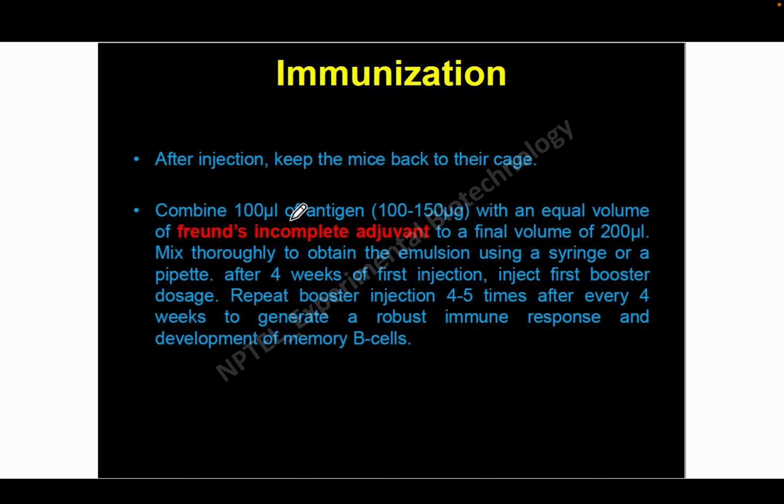Then combine 100 microliter of antigen with an equal volume of Freund's incomplete adjuvant to a final volume of 200 microliter. Mix thoroughly to obtain the emulsion using a syringe. So you have to mix those adjuvant and antigen basically, and after 4 weeks of the first injection, what you have to do, inject first booster doses. Okay, so you have to inject the booster dose also, so that those antibodies are getting produced subsequently. So repeat booster injection 4 to 5 times after every 4 weeks to generate a robust immune response and development of memory B cells. Okay.